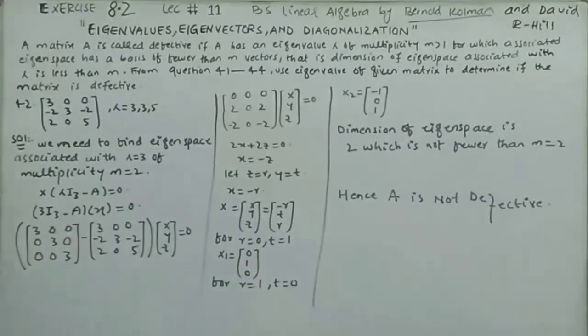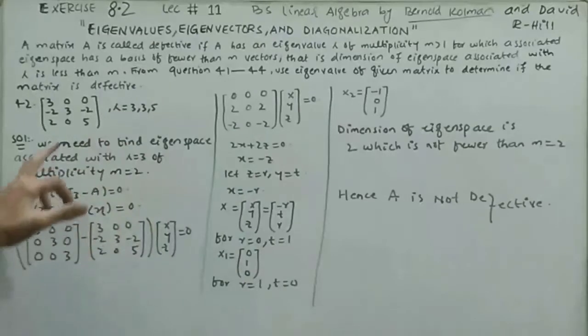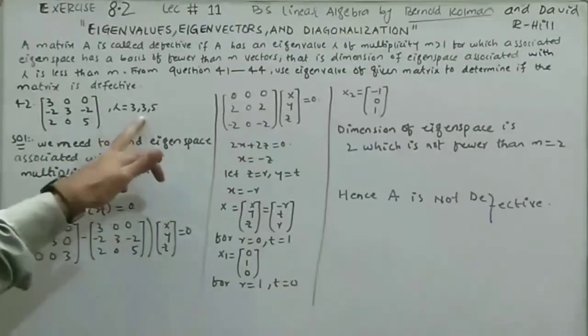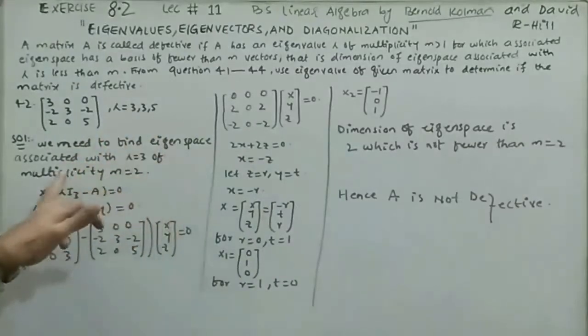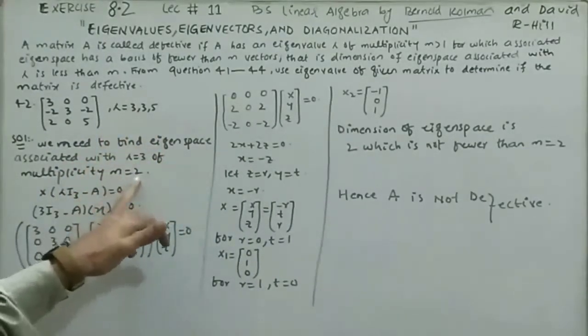Now move to the next question, question number 42. The matrix is 3, 0, 0, -2, 3, -2, 2, 0, pi, and the lambda values are 3, 3, pi. We need to find the eigenspace associated with lambda = 3, because 3 is repeated over here, of multiplicity m = 2. 3 is repeated twice, so m is equal to 2.